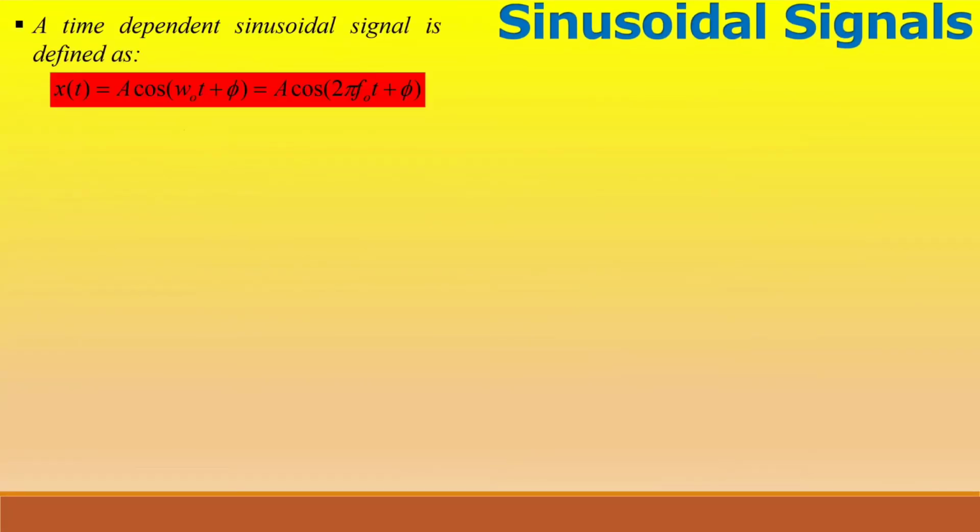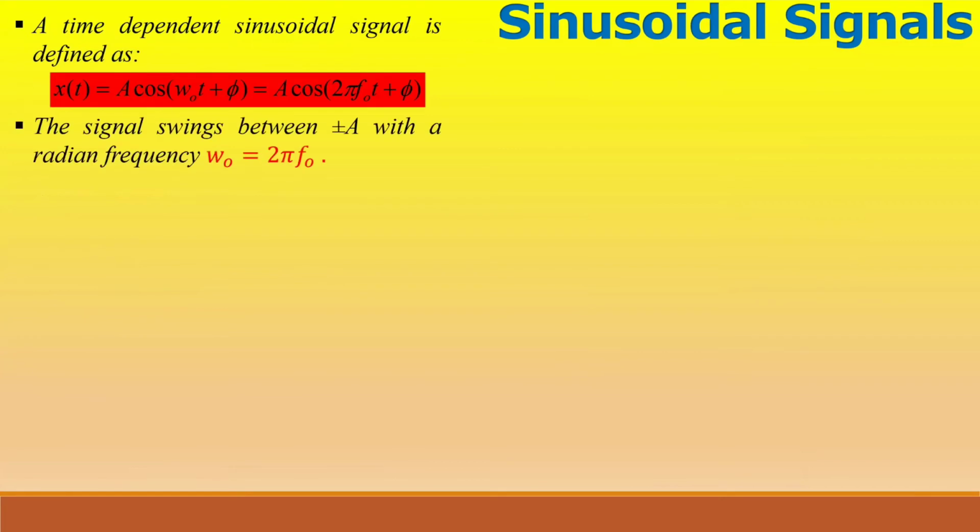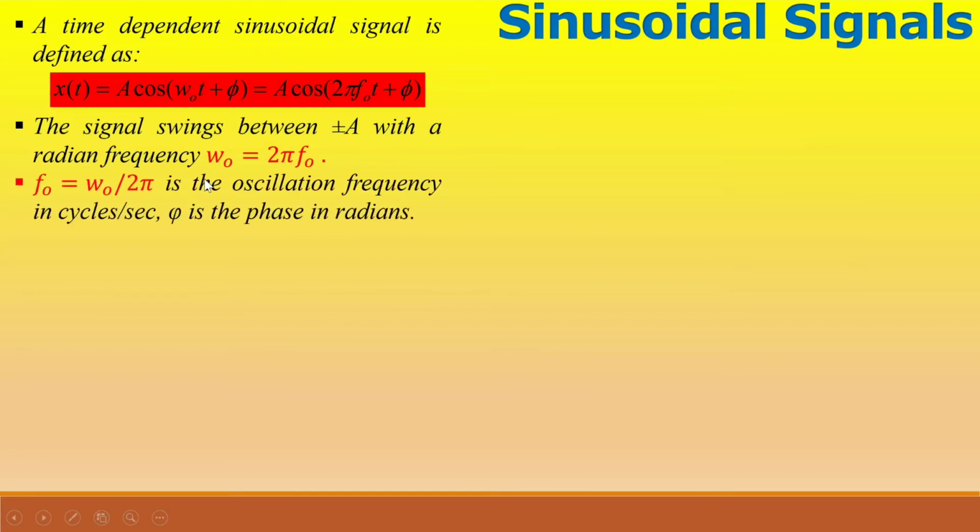A time-dependent sinusoidal signal is defined as x of t equals A cosine of omega naught t plus phi, where omega naught is equal to 2 pi f naught, as given in the second form. We say that the signal x of t swings between plus minus A with a radian frequency of omega naught. The frequency f naught equals omega naught by 2 pi is the oscillation frequency in cycles per second or hertz, and phi is the phase angle in radians.